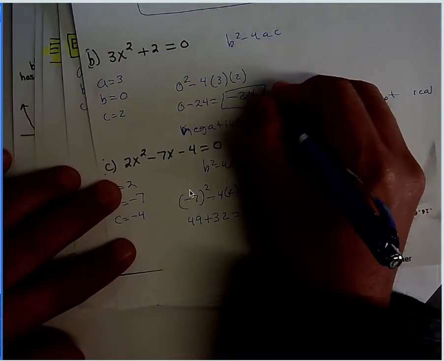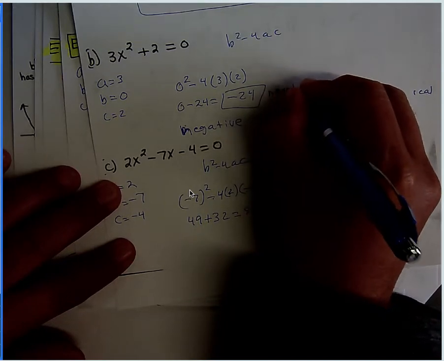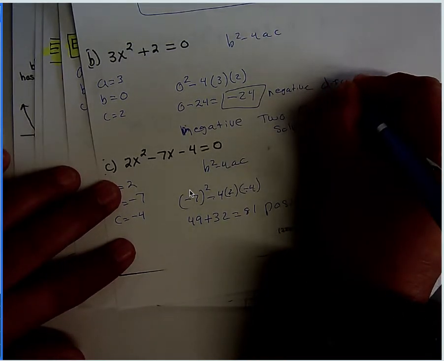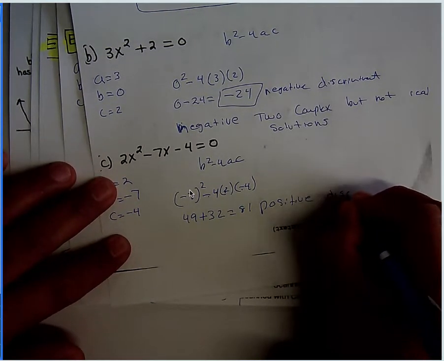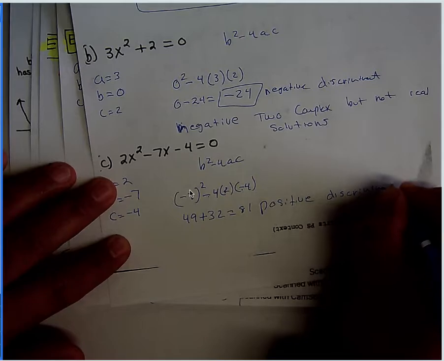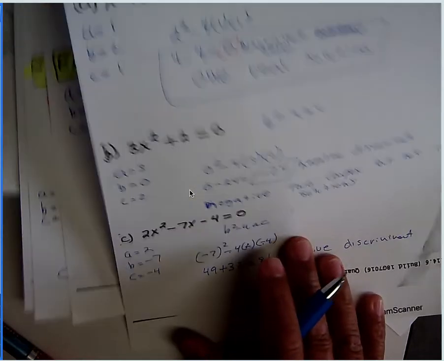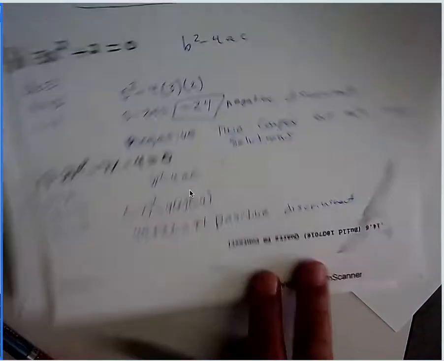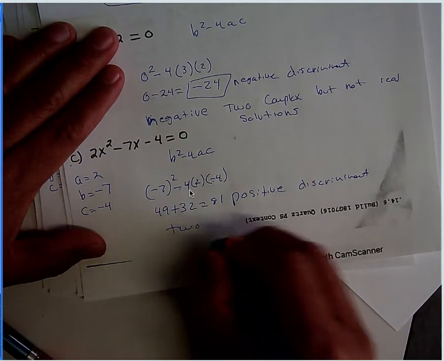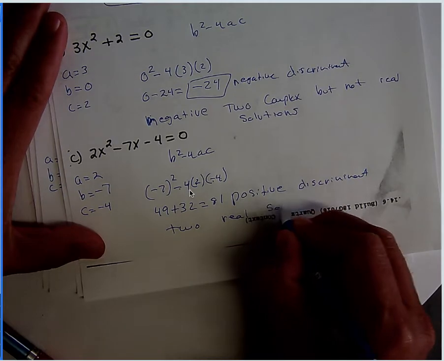So this is a positive discriminant. The previous one was a negative discriminant. This is a positive discriminant. So that means it's going to have what? Two real solutions. So it's going to have two real solutions.